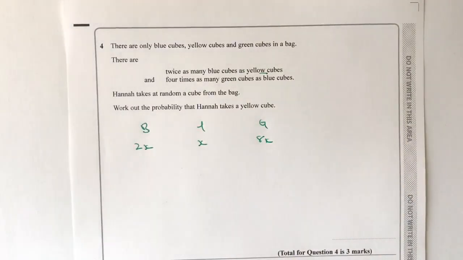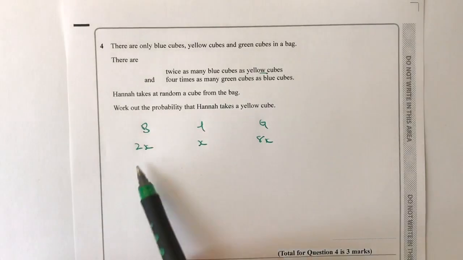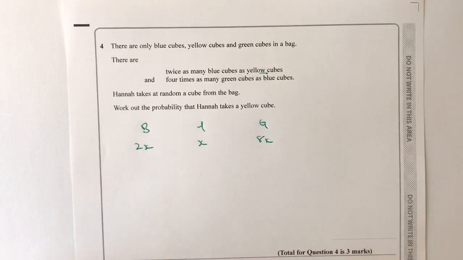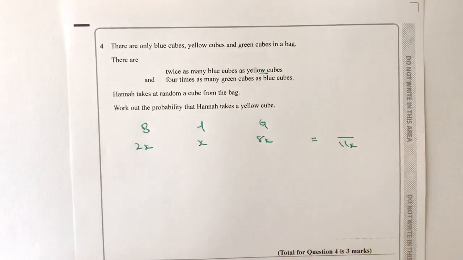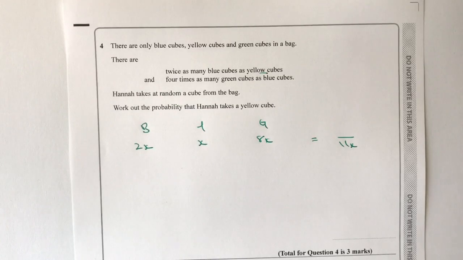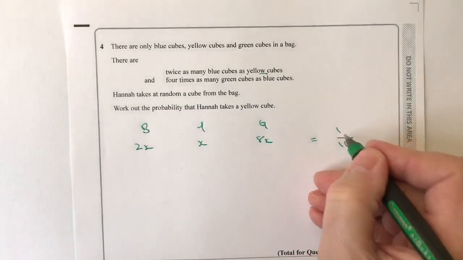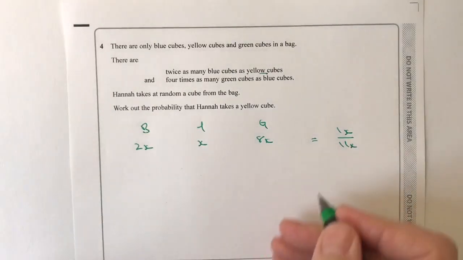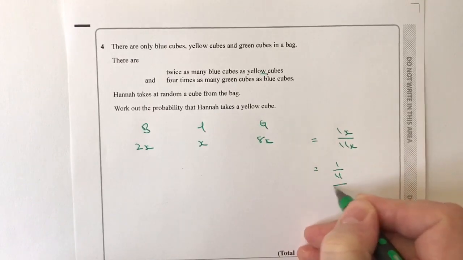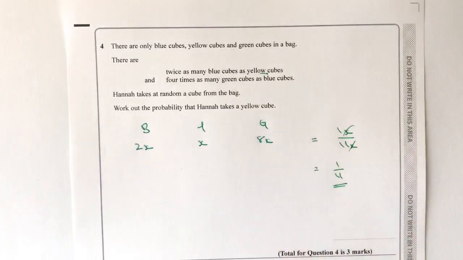So if I work out then that the amount of cubes in the particular bag is going to be 2x plus x plus 8x, which is going to be 11x amount of cubes, okay, and the probability of picking out a yellow cube is 1 lot of x out of the 11 lots of x, so therefore the probability is going to be 1 out of 11 because I can simply just get rid of those x's. Okay, hopefully that's all right for you.